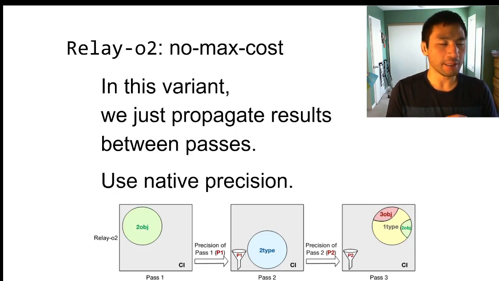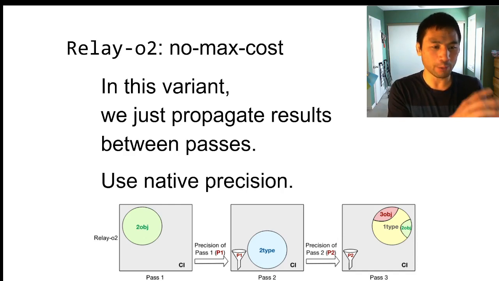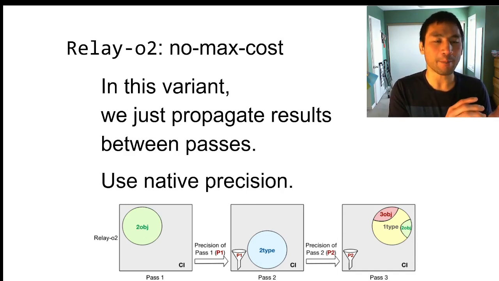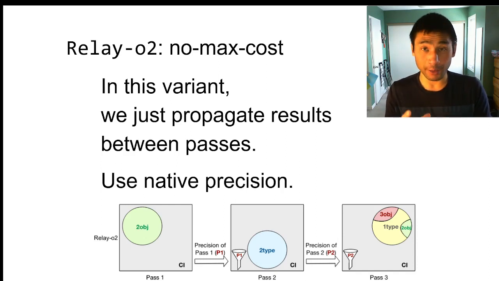Okay, the other variant, Relay O2, is a no-max-cost variant. And so in this variant, all we do is propagate results between passes and reuse the native precision. So basically you're doing analysis 1 on its own, and that is just analysis 1 because it has no previous thing. The difference here happens when you do analysis 2. What you do is you start with the results that analysis 1 did. However, you do analysis 2 exactly the same as you would have if it wasn't part of Relay. The only difference is that it starts with a better answer about the world than the naive answer. And so you filter the results with what comes out of pass 1. And then in pass 3, you take the results of pass 2 and you do pass 3 just exactly as you would have before.